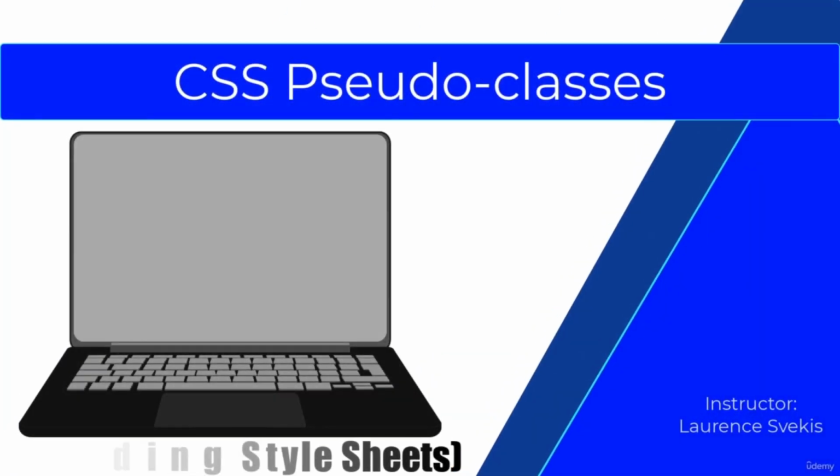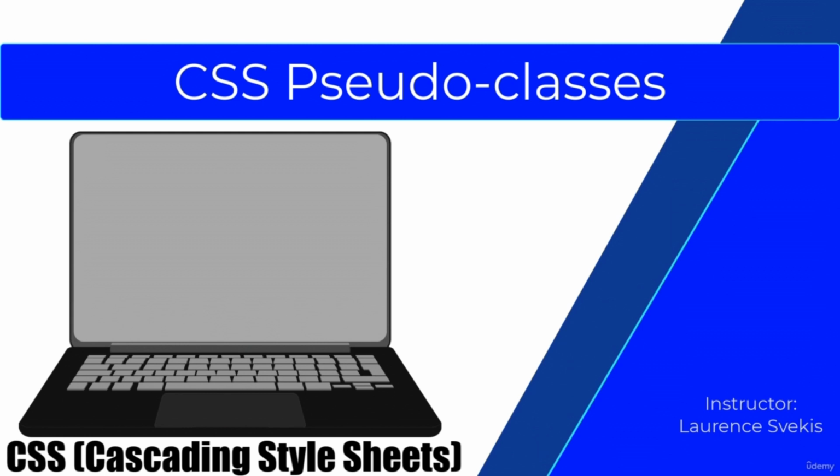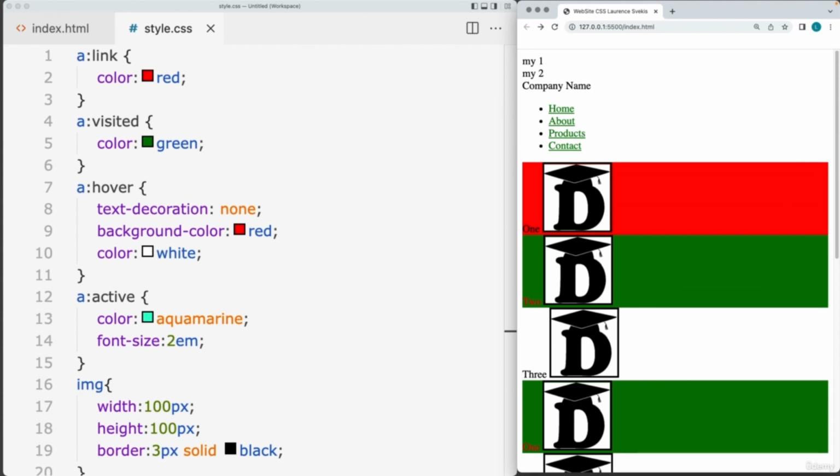It's going to be a fun lesson where we're going to be focusing on the pseudo classes. And what pseudo classes do is they allow us to make selections as well as define the state of an element.